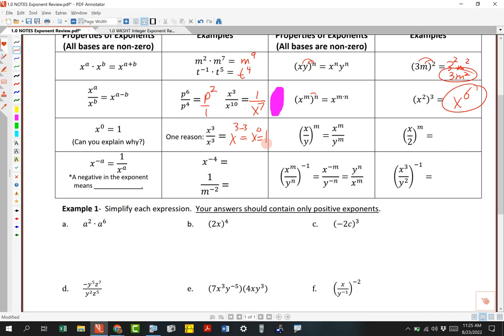Mason thinks he's got something. Mason, go for it. So if the fundamental idea of exponents is that you're repeatedly multiplying starting at 1. Very good. So if you're starting with 1 and you're multiplying by your base 0 times, then you're going to stay at 1. Very good. So does everybody get what he's saying?